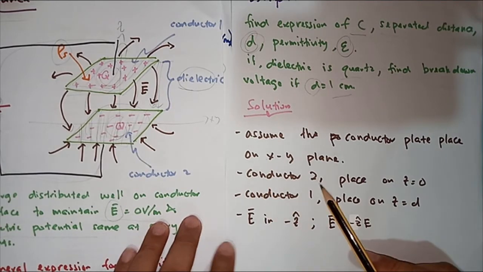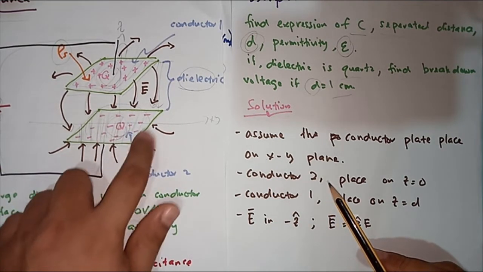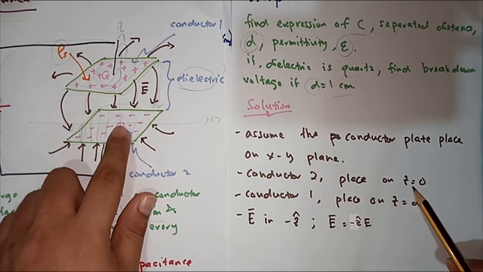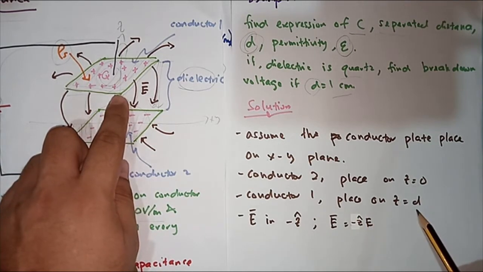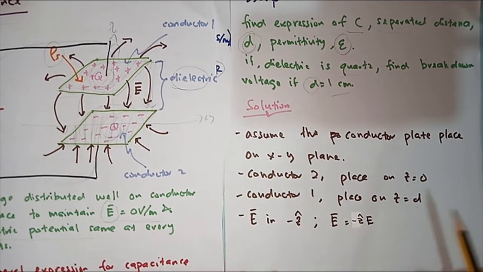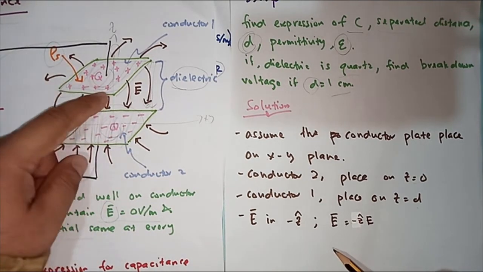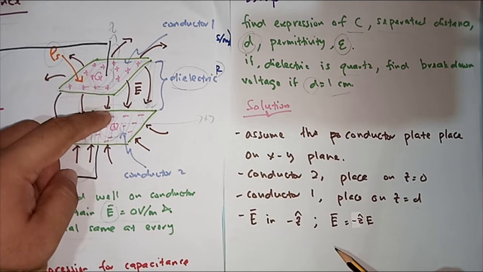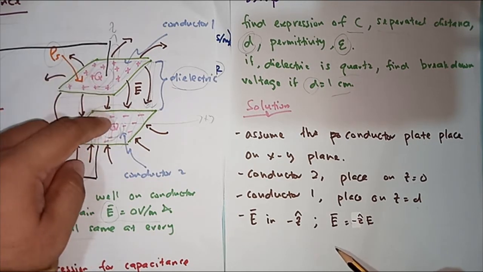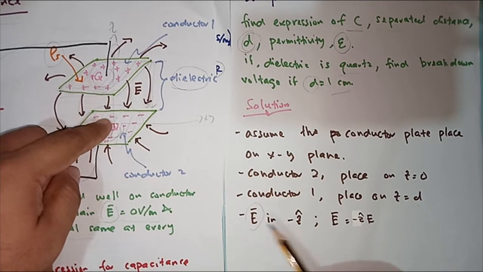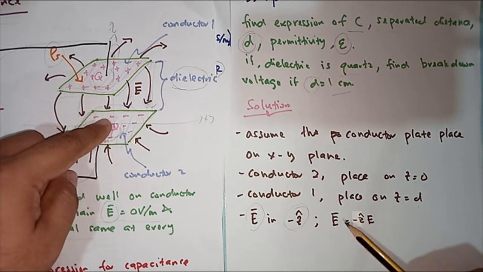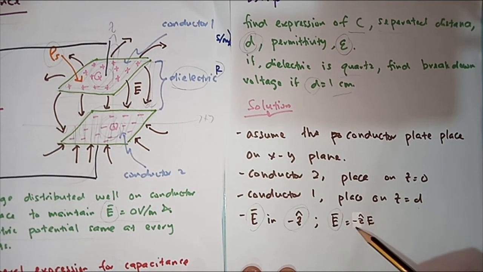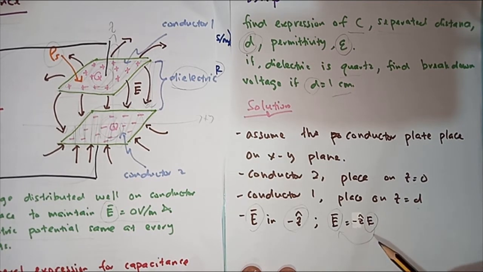For conductor 2, the conductor on this side is placed at Z equal to 0, and our conductor 1, which is this conductor, is placed at Z equal to D. Because our electric field intensity is flowing in this direction, which is the minus Z direction, we will have the vector E along the minus Z axis, or minus Z cap, and the general expression for vector E is equal to minus Z cap multiplied by E, where this E is equal to the amplitude of this vector.